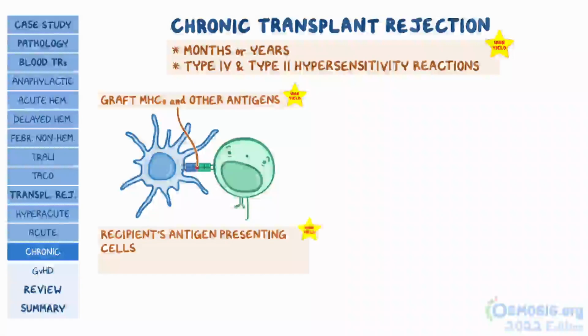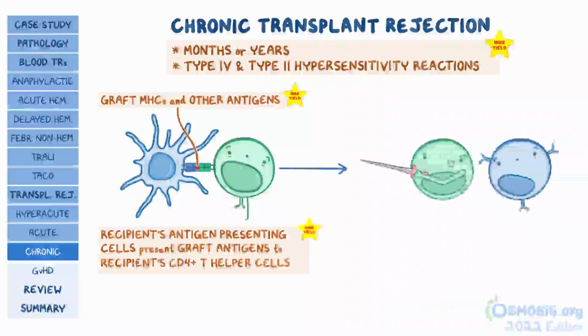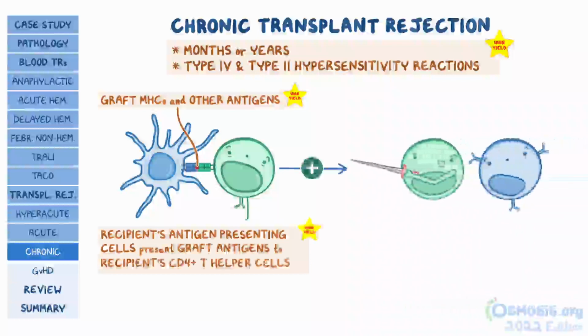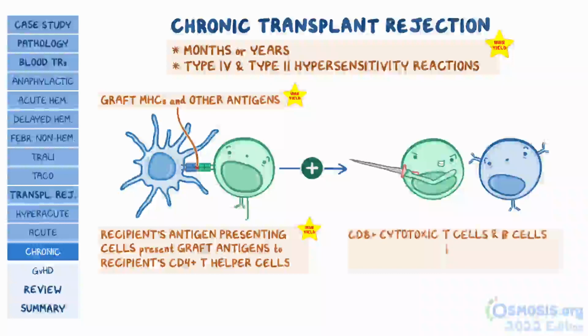The antigen-presenting cells then present the graft antigens to the recipient's CD4 T helper cells. Finally, T helper cells activate CD8 cytotoxic T cells and B cells, triggering a gradual immune response that ultimately damages the transplanted organ.